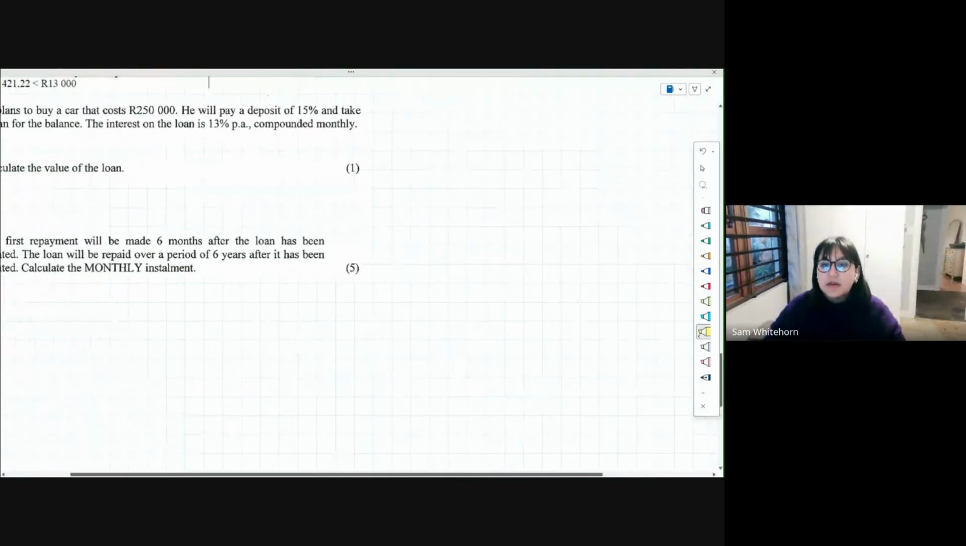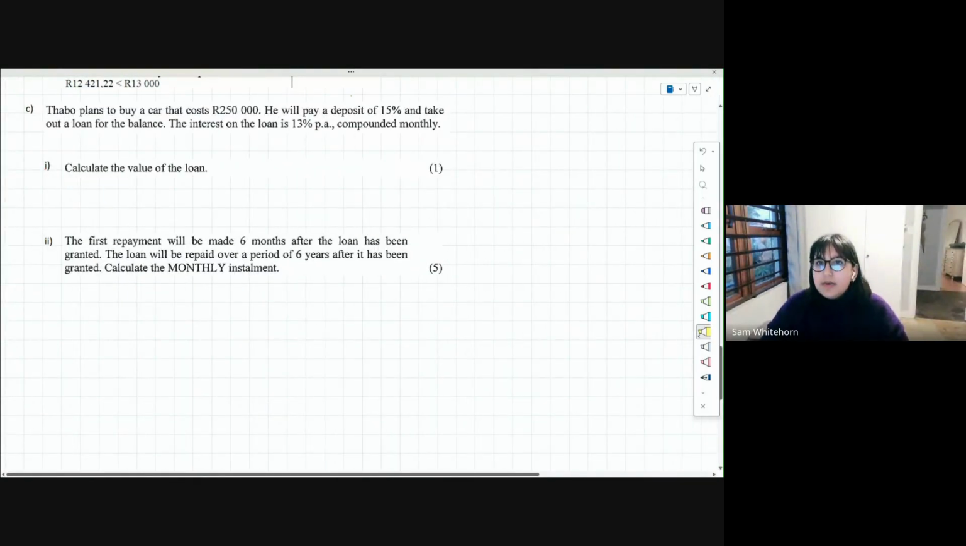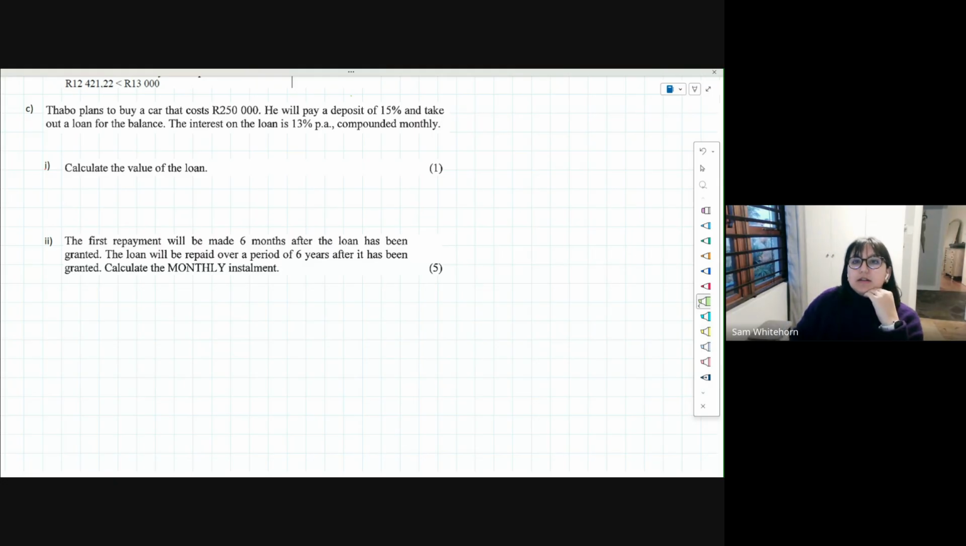Right, so let's have a look at this next one. Like I said, this is kind of where we amp it up a little bit, but it's not undoable. We just read carefully. So Tabo plans to buy a car that costs 250,000 Rand. He will pay a deposit of 15% and take out a loan for the balance. The interest on the loan is 13% per annum compounded monthly. So a couple of things. Deposit, NB. If we pay a deposit, the bank, the company, whatever, cannot charge us interest on that amount. So that's the first thing we need to remember.